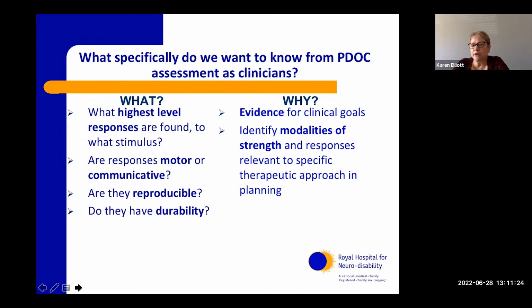Our assessments also need to show us whether responses are reproducible. So that means that they can occur at least twice or more before we can verify and say that they're responses that that person has. And also whether they're durable. And this is more important when we're looking at emergence, but it's about whether there is durability in those responses. Can that individual with a PDOC, probably at the higher end of minimally conscious state, maintain those higher level responses? And that helps us particularly when we're assessing for emergence.